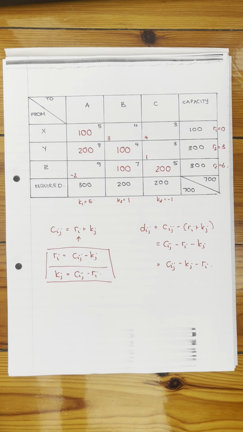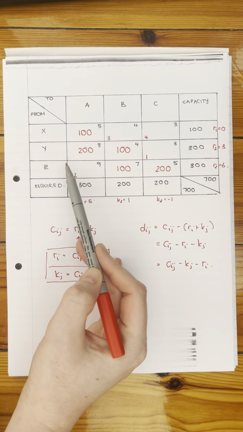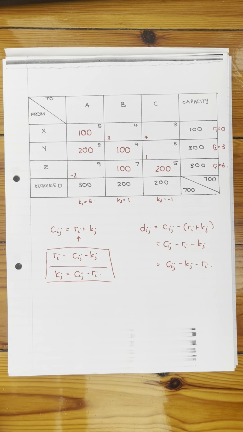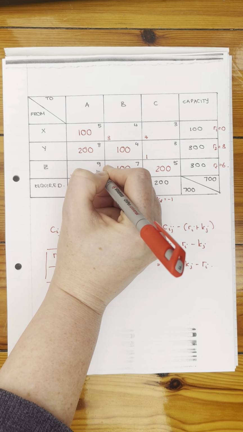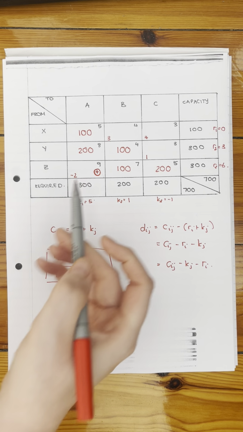And we move on to the next step in our MODI method, which is saying, okay, we know it's not optimal. We know that if we bring this decision variable into our basic variables, or our non-empty cells, it's going to decrease our objective function. So we say, okay, we want it in there. We don't know how much we can increase it by yet. So we have that plus.